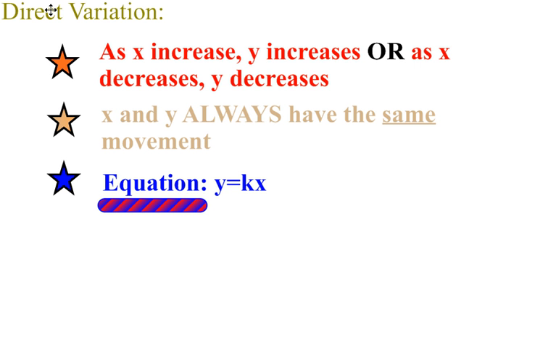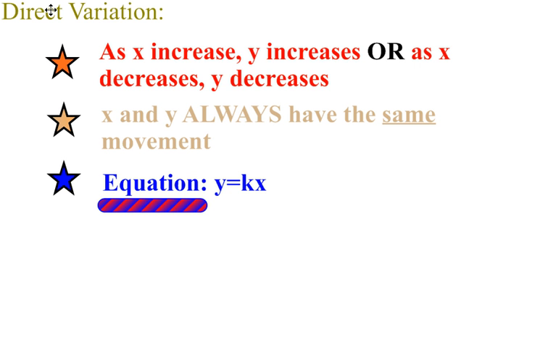So direct variation, you'll notice as x increases, y increases, or as x decreases, y decreases. So the more gas you have in your car, the more miles you could drive. That'd be one way to look at it. The less you study, the less you do percent-wise on your test. Those would be two examples of direct variation. X and y always have the same movement though.